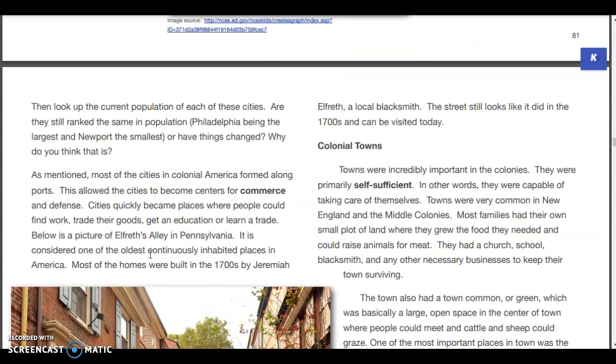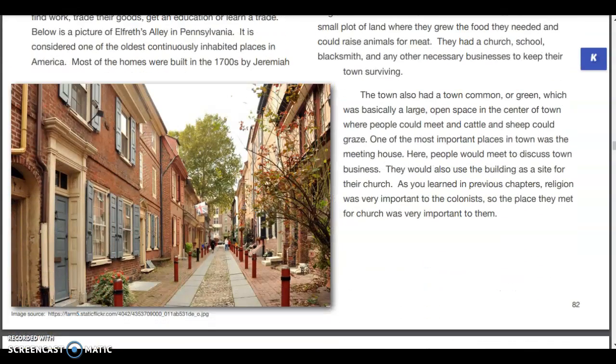Below is a picture of Alfred's Alley in Pennsylvania. It is considered one of the oldest continuously inhabited places in America. Most of the homes were built in the 1700s by Jeremiah Alfred, a local blacksmith. The street still looks like it did in the 1700s and can be visited today. And so here's a picture of that right here.